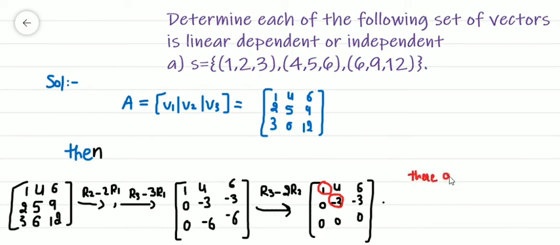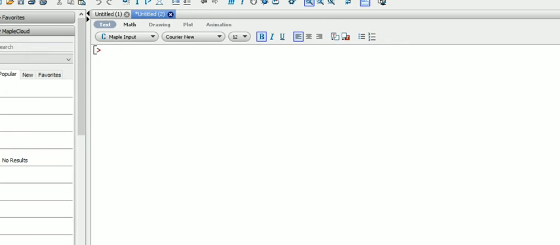The pivot elements are in the non-zero rows; there are only two, 1 and minus 3. Two pivot elements. So we can say that X is linearly dependent. If we get 3, then we say that X is linearly independent.